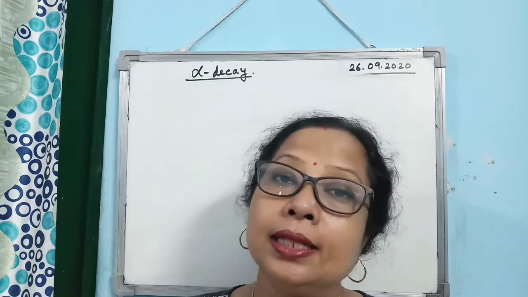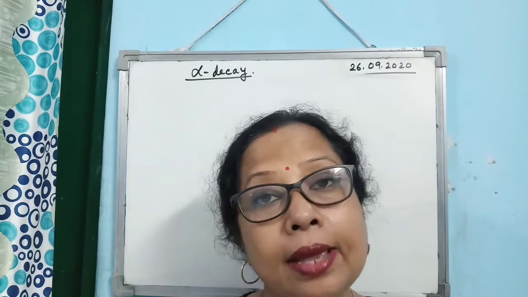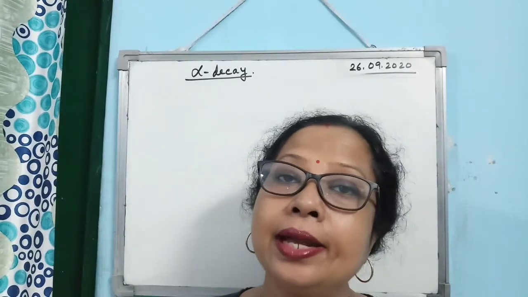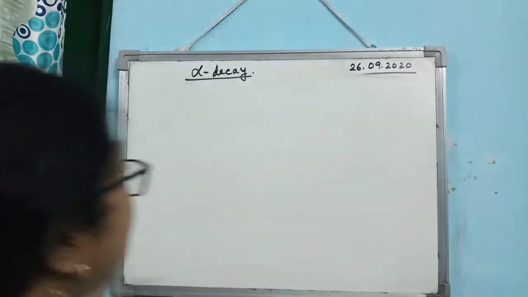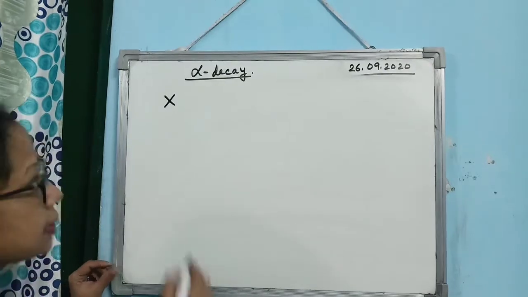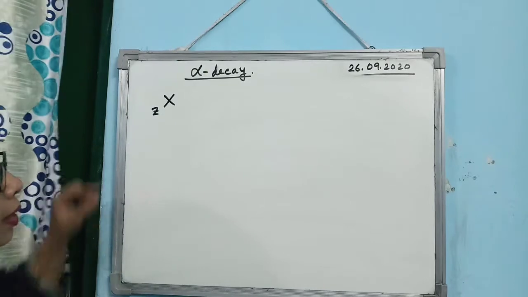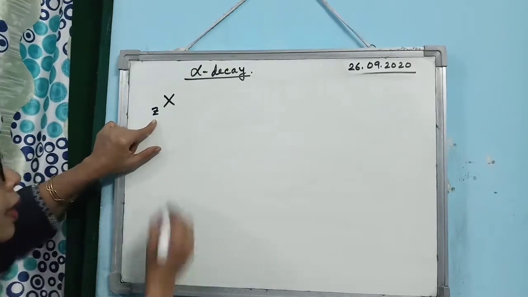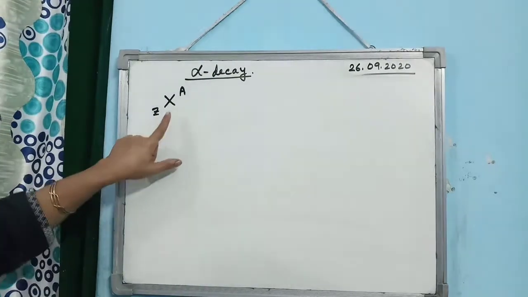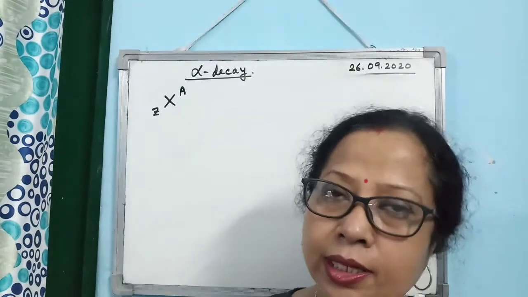Now the nucleus before any disintegration, before emission of alpha, beta and gamma, is known as the parent nucleus. And the parent nucleus we generally denote by X. We write the atomic number at the left down corner and the mass number above. So what is the name of the nucleus before any decay or disintegration?